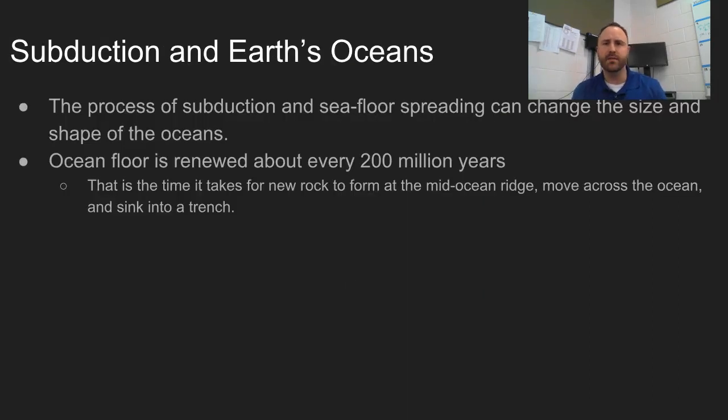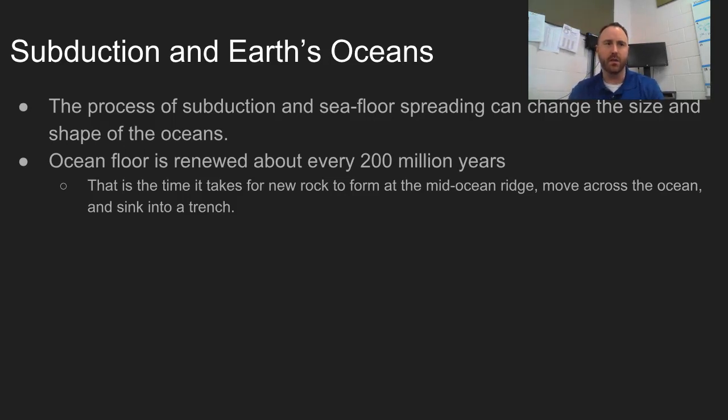The process of subduction and seafloor spreading can change the size and shape of the ocean. The ocean floor is renewed about every 200 million years. That's a long, long time. It's not in our lifetime that we're going to see this happen. That is the time it takes for the new rock to form at the mid-ocean ridge, move across the ocean, and sink back into the trenches.